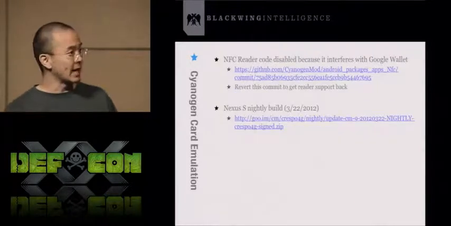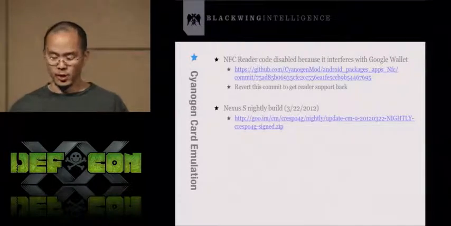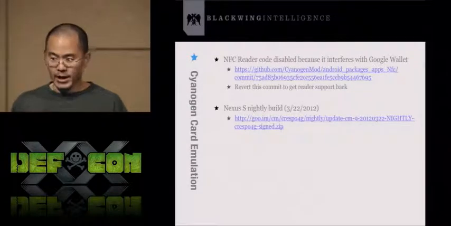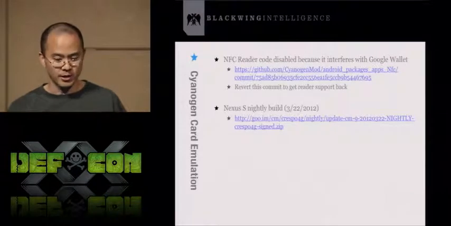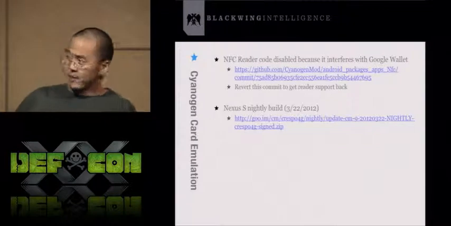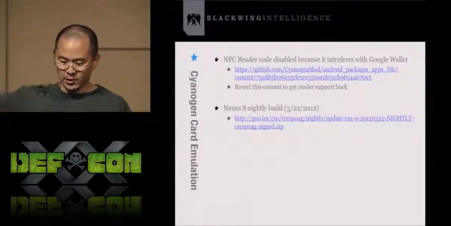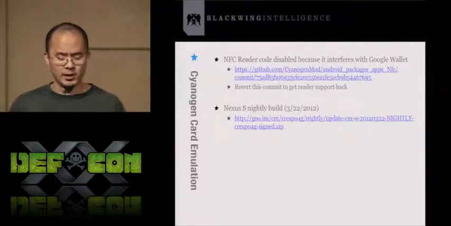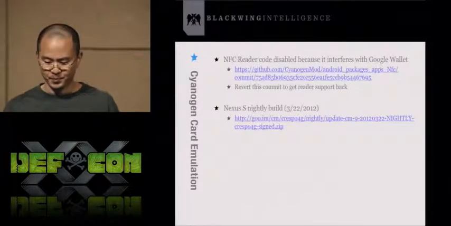Now, if you want the latest CyanogenMod code and you're willing to build your own custom ROM, you can just revert this last commit right here, and then recompile everything, and you should be able to have ISO PCDA tag support. If you're not willing to compile your own custom ROM, you can check out the goo.im site. It's basically a repository for old nightly builds of CyanogenMod. That one here is specifically for the Nexus S.